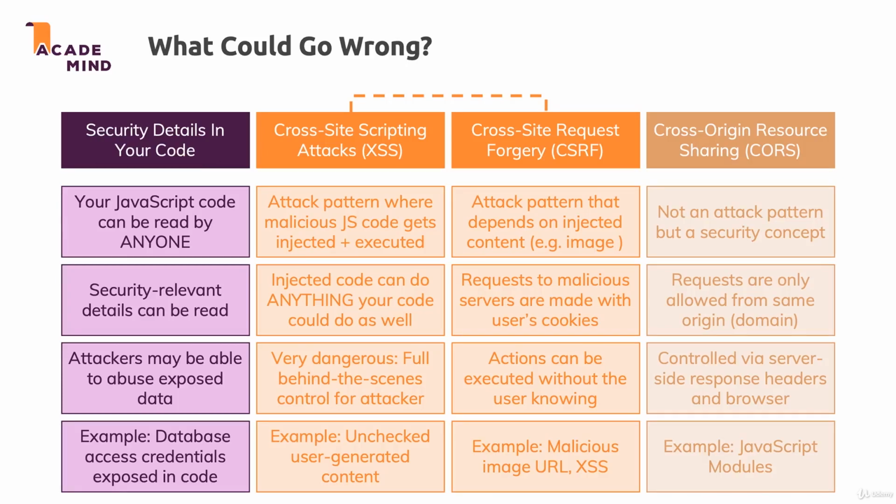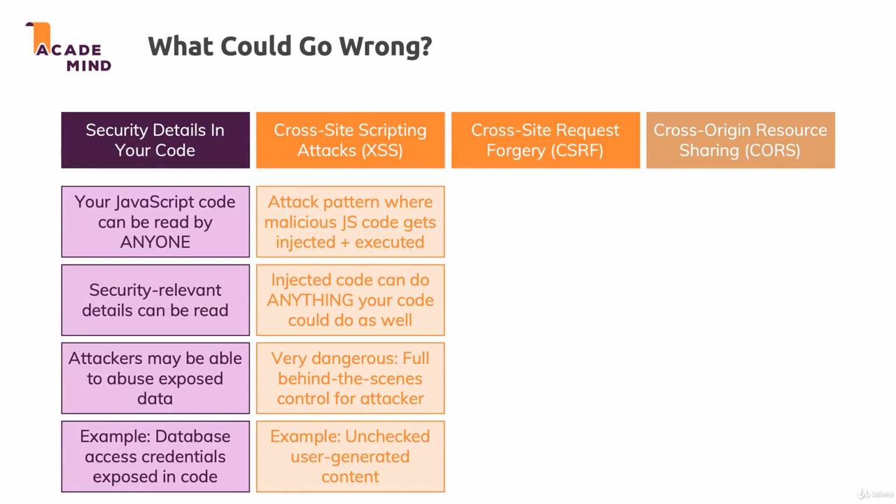This is it for this module. The two most important attack patterns or vulnerabilities I want you to take away from it are these two: security details in your code which you expose accidentally, and cross-site scripting attacks. These are the JavaScript-specific attack patterns, whereas the CSRF pattern works with any language on the backend and with no JavaScript code in the frontend, and CORS is a general security concept. But the two leftmost security holes are the important ones you might have in your application.